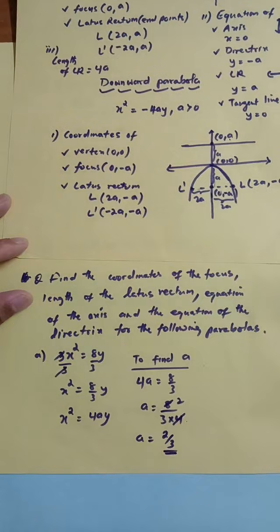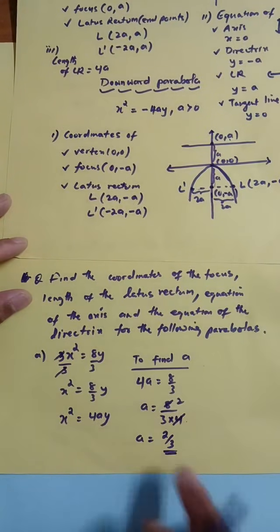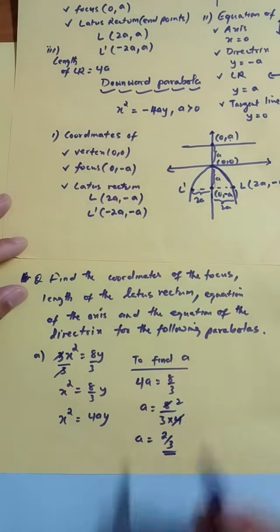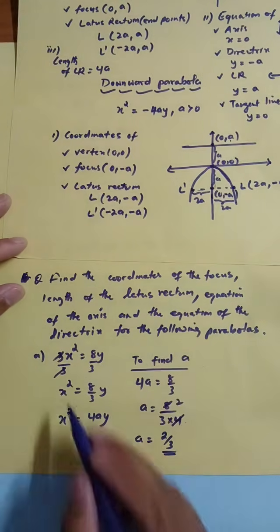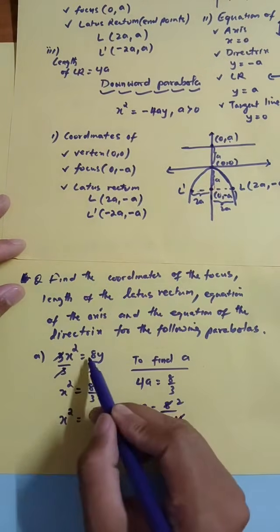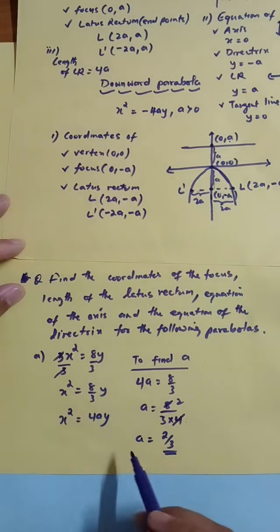So this is the distance between vertex and focus, and the distance between vertex and directrix: 2 over 3. Now we need to find the coordinate of the focus of the upward parabola. Positive, because the equation is positive, so it is an upward parabola.